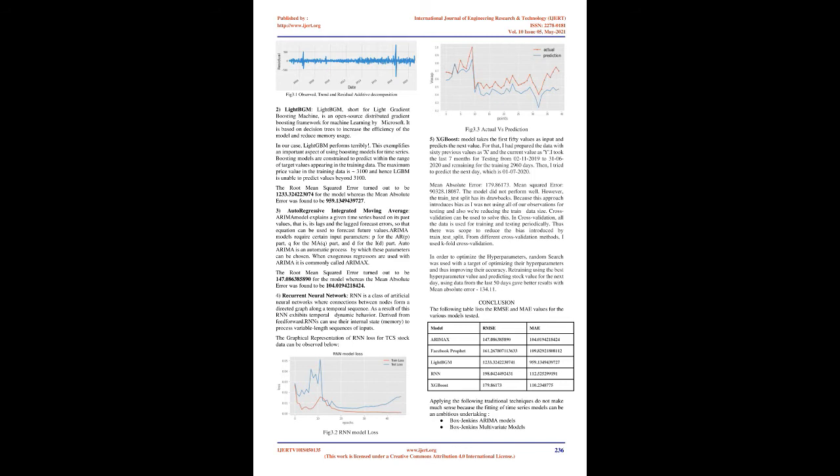2. LightGBM. LightGBM, short for Light Gradient Boosting Machine, is an open-source distributed gradient boosting framework for machine learning by Microsoft. It is based on decision trees to increase the efficiency of the model and reduce memory usage. In our case, LightGBM performs terribly. This exemplifies an important aspect of using boosting models for time series. Boosting models are constrained to predict within the range of target values appearing in the training data. The maximum price value in the training data is 3100, and hence LGBM is unable to predict values beyond 3100.